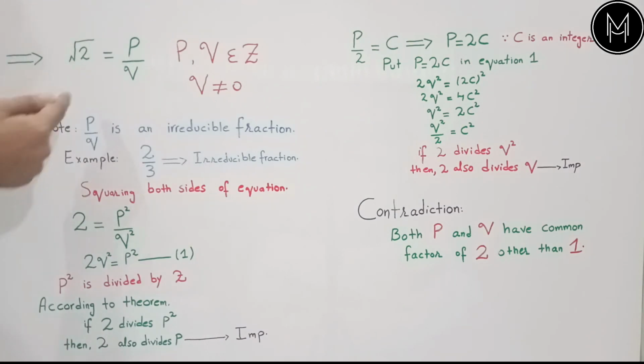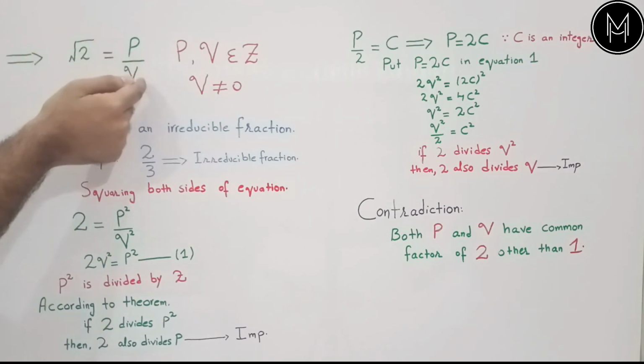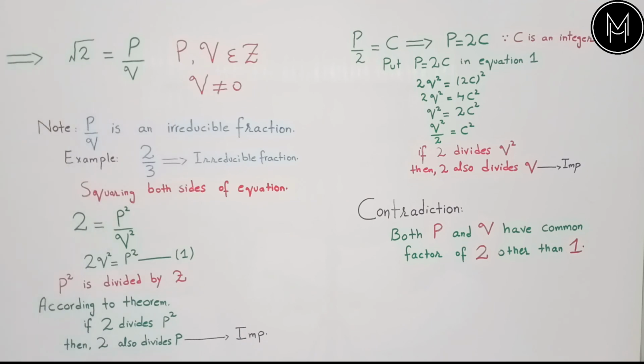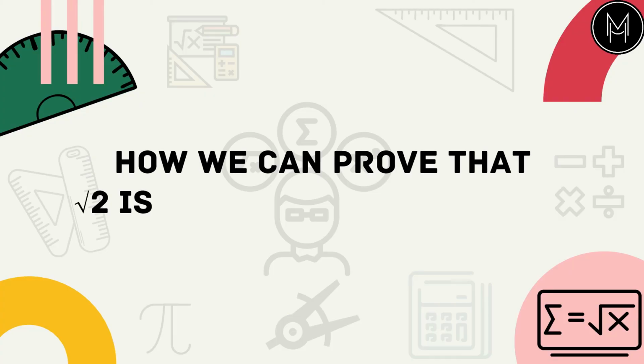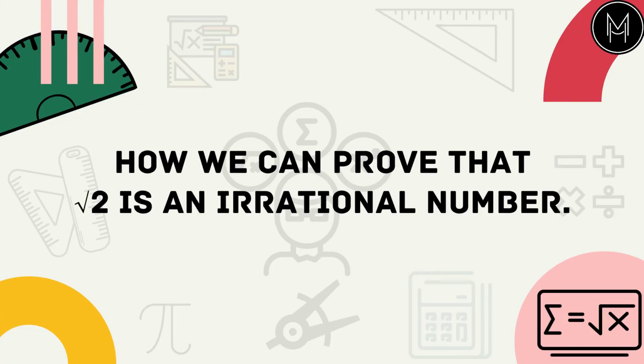This means we cannot put root 2 in the form of p by q, and that is the definition of an irrational number. Any number that cannot be put in the form of p by q is an irrational number. So this hence proves that root 2 is an irrational number. So this is all about how we can prove that root 2 is an irrational number.